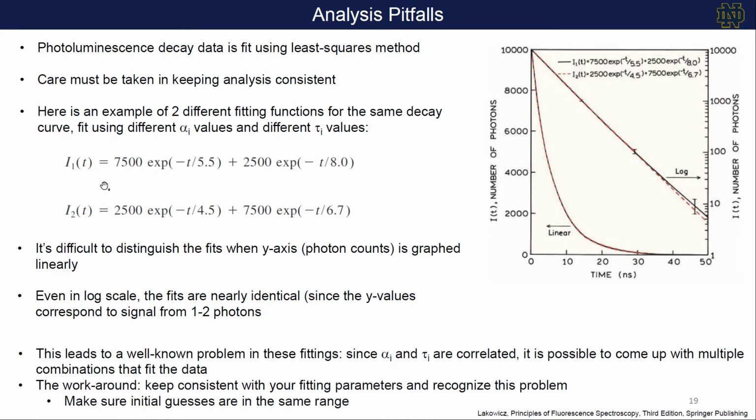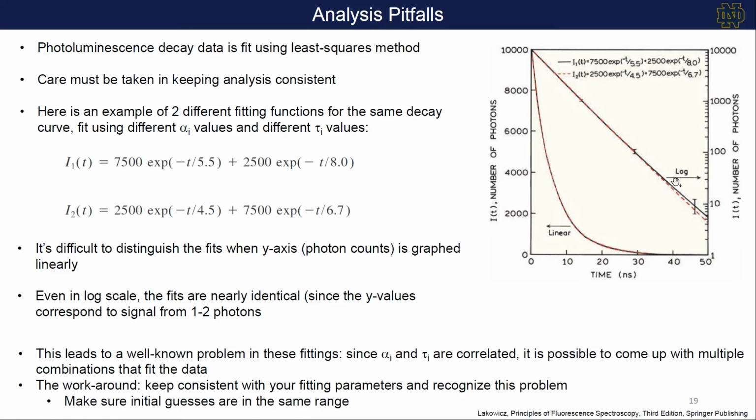So you can see this I1 has a tau of 5.5 and 8, and this I2 has a tau of 4.5 and 6.7. If you actually compare how these two very different exponential decay equations fit the data, that is what's graphed over here. You can see I1 and I2 are the black trace and the red dotted trace. If you graph it linearly, these fitting functions look almost exactly the same, nearly indistinguishable.